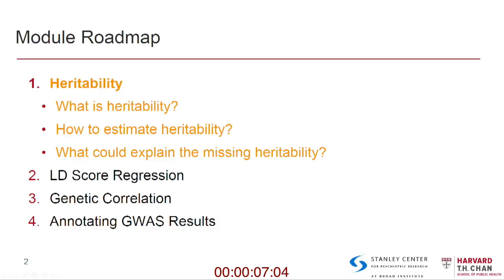Today, we'll talk about post-GWAS analysis. So in this lecture, we will talk about heritability, the LD score regression, the genetic correlation, and annotating GWAS results. So first, let's talk about heritability. What is heritability? How to estimate heritability, and how to explain the missing heritability.